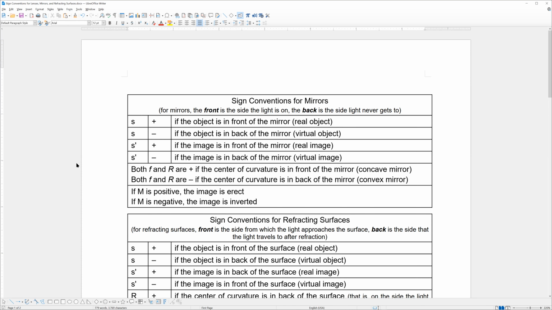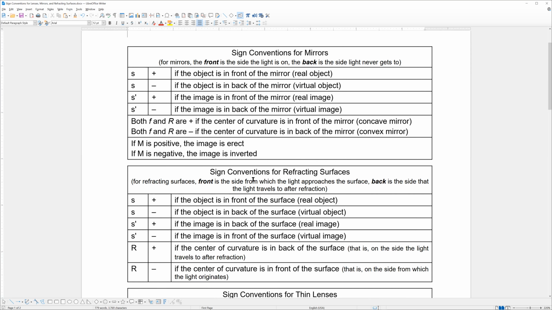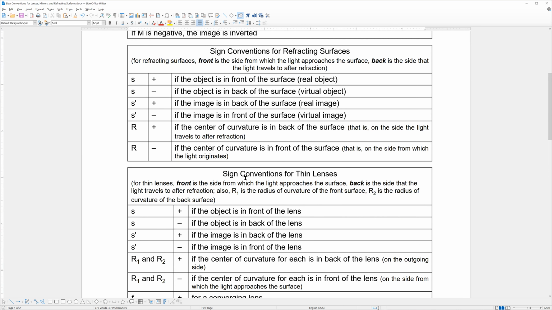So we'll have that. Anyway, the radius of curvature of a mirror is positive if the center of curvature is in front of the mirror, and that would be for a concave mirror. And I'll draw these things. It's negative if the center of curvature is in back of the mirror. So we're just going to deal with mirrors for now. Those will just be how those things work. We'll also deal with sign conventions for refracting surfaces, sign conventions for thin lenses.